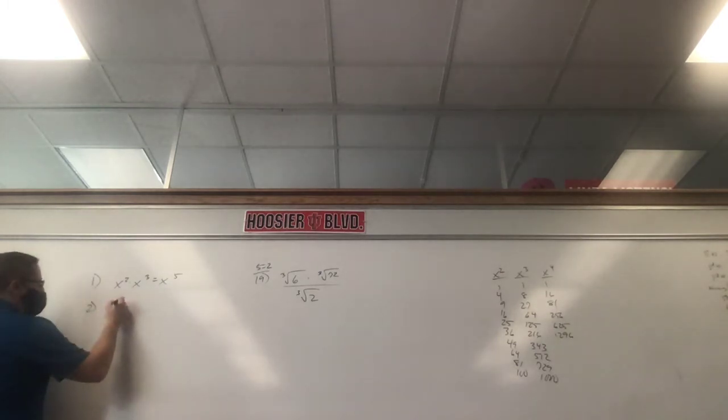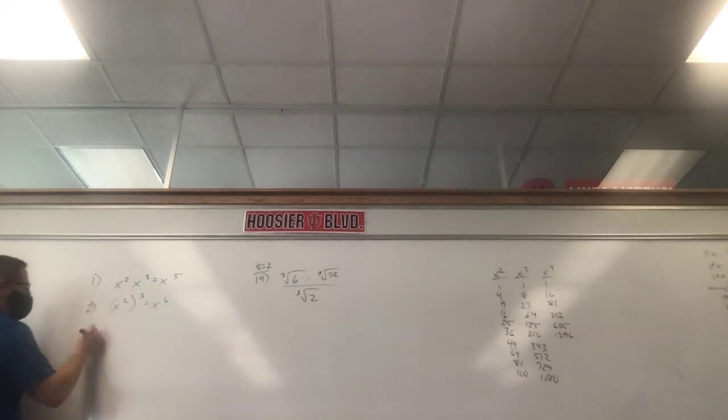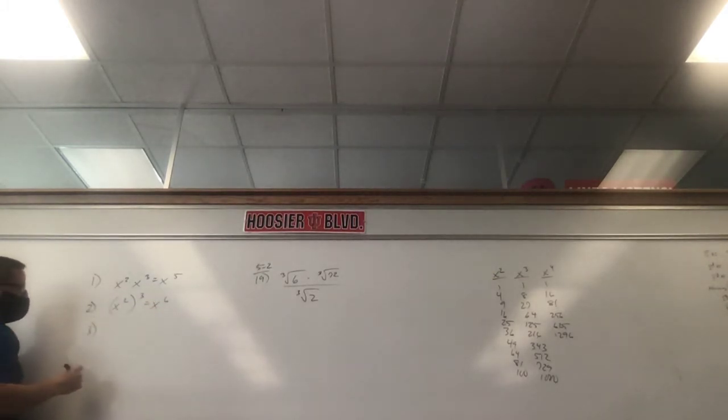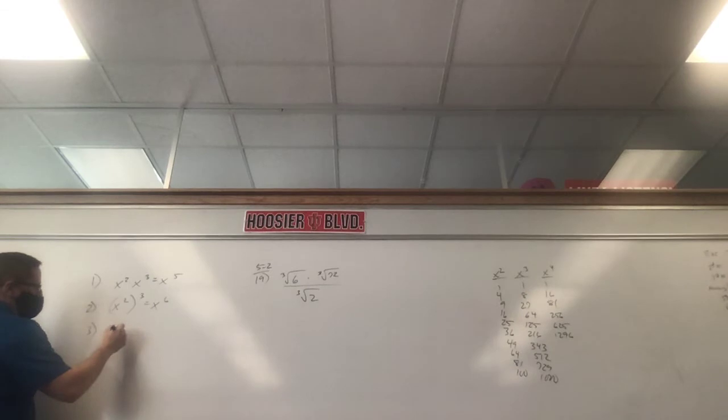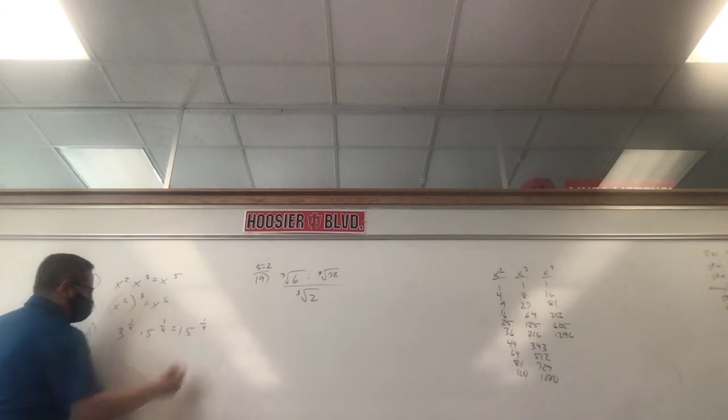If I gave you (x^2)^3, that's x^6. If I gave you number 3, 3 to the 1/4 times 5 to the 1/4 is 15 to the 1/4.